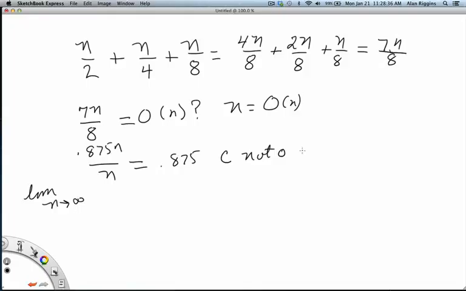So yes, it is true that 7n over 8 is equal to big O of n. It is also true that 7n over 8 is equal to theta of n.